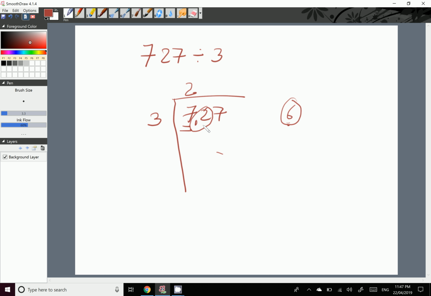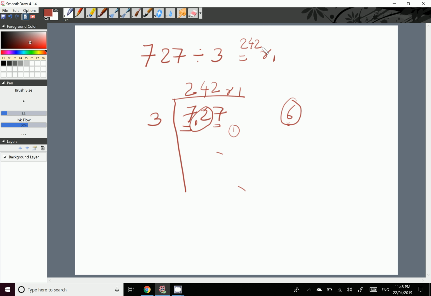So you do 3 times table and you try to get to 12. If you're good with your table, you will know 3 times 4 is 12. Now the full 12 is done, so that's fully done. You go through your next number, which is 7. Again, you do 3 times 2 is 6, and there will be 1 left over, so that will be remainder 1. So it's 242, remainder 1 is your answer.